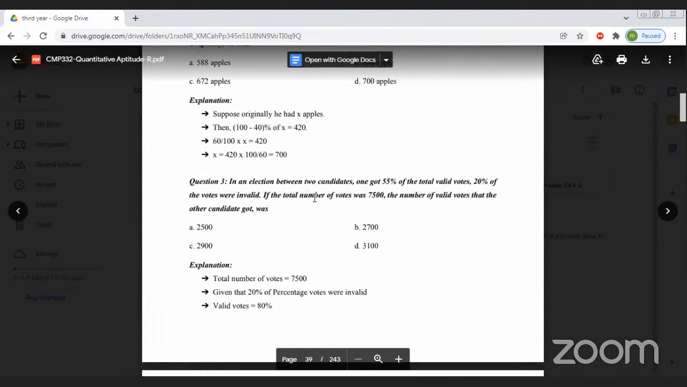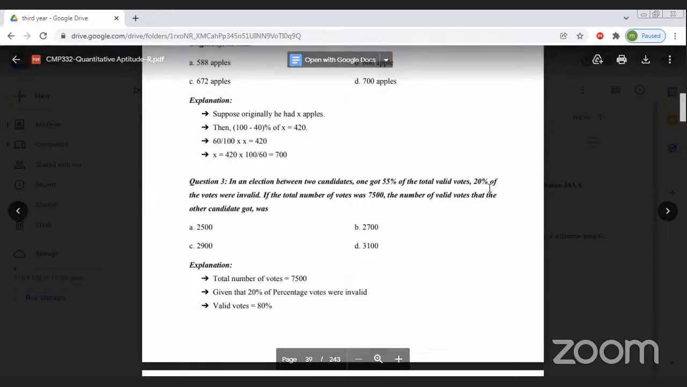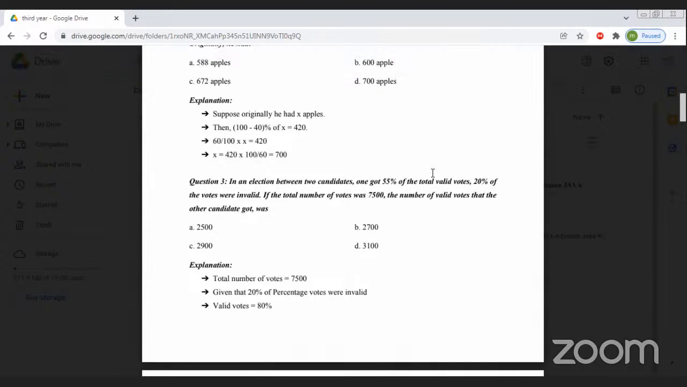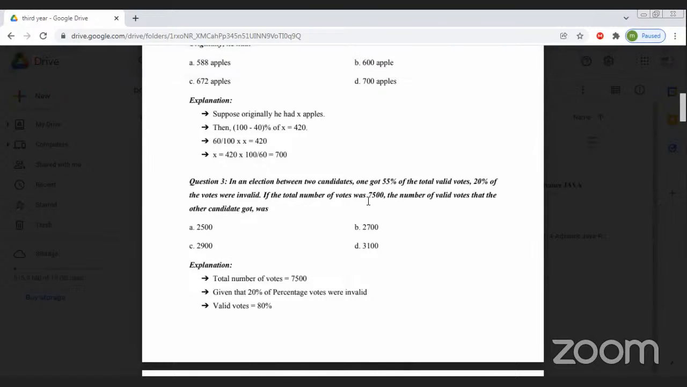Let's take an election between two candidates, one got 55% of the total valid votes. So here you need to understand the concepts properly. 55% of the total valid votes. 20% were invalid. If the total number of votes was 7,500, the number of valid votes that the other candidate got was? So how will you find it?